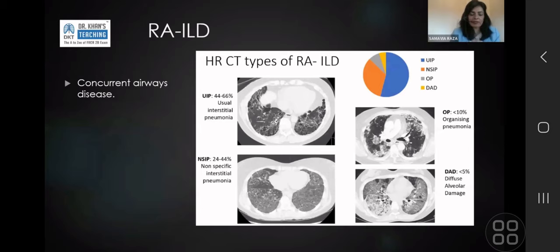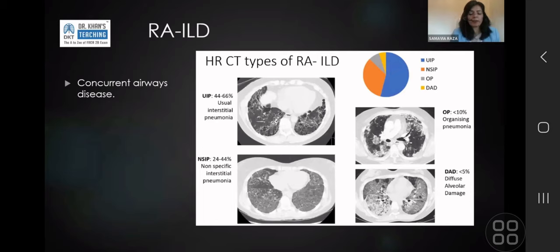The ILD favors, and if you look at the pie chart, favors UIP more than other patterns. So it will start like probable UIP. By the end, it can be a definite UIP pattern, and the patient has known RA, so they will label it, even if you report it as a definite UIP pattern of lung fibrosis, and the history says RA patient, the diagnosis the patient will get out of the MDT is CTD-ILD.